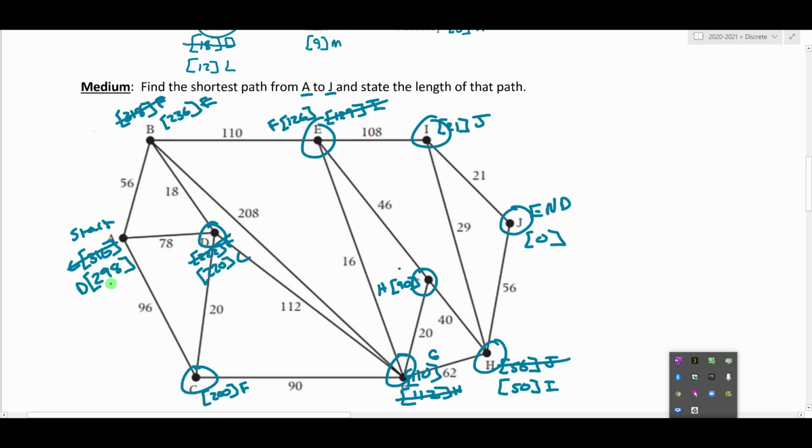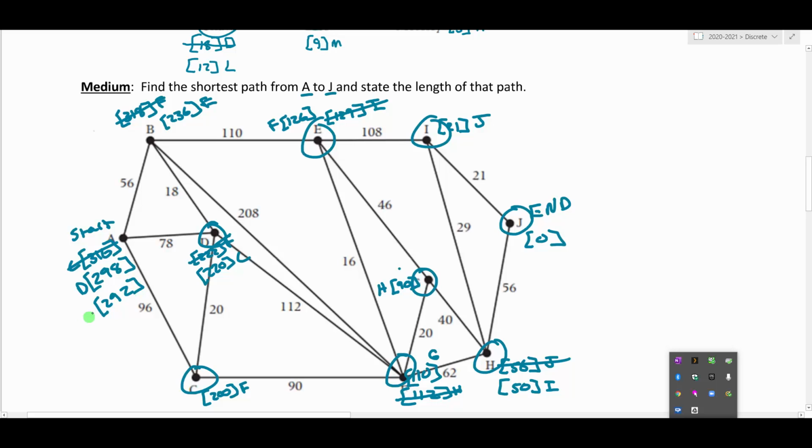All right, let's see what we got left. We got 236, 298. Okay, let's see what happens here. We've got 1, 2, 3, 4 edges coming off the 236. These 3 all lead back to visited cities, so it's really just this one that we got to look at. If I do 236 plus 56, well, that's 292.